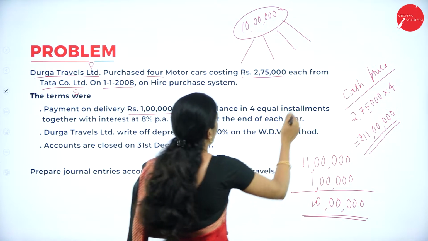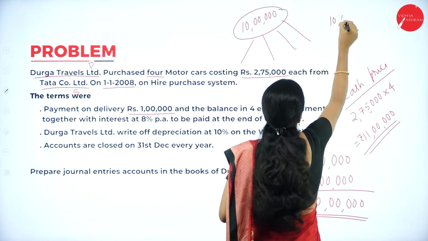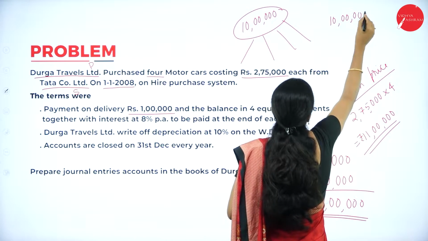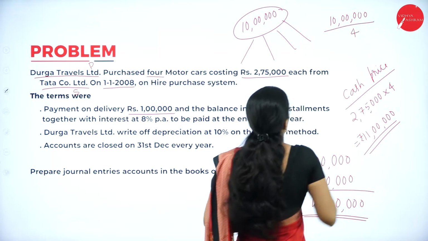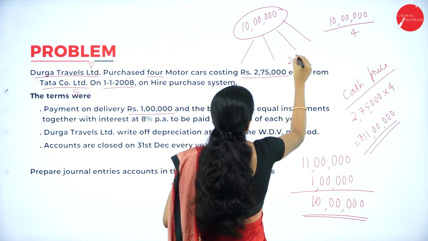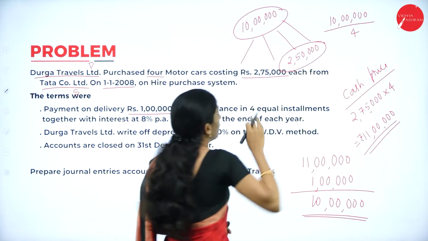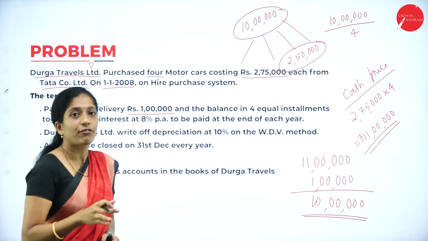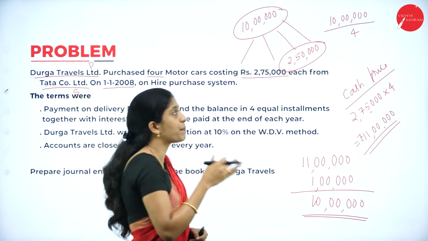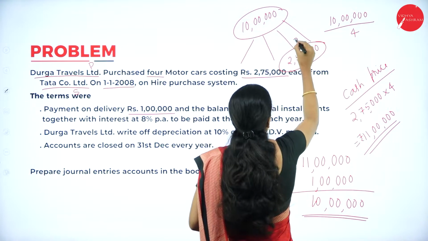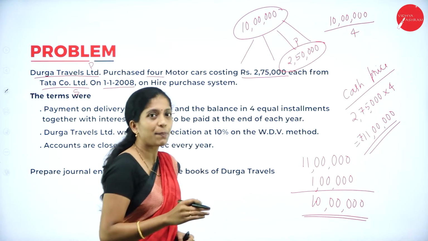So when you divide 10 lakh by 4, how much will you get? 10 lakh divided by 4, you'll get 2,50,000. So each year they have to pay 2,50,000. So this is the principal amount. 2,50,000 is the principal amount.